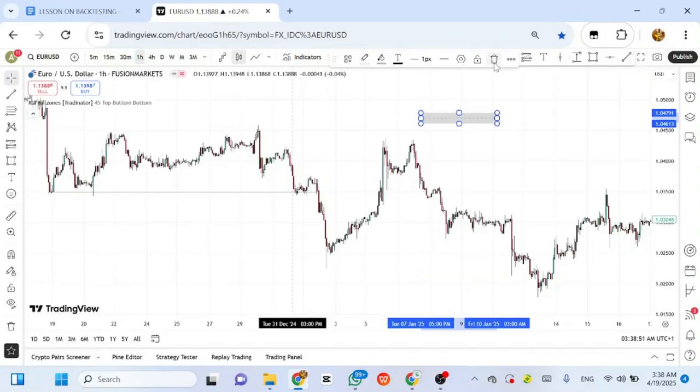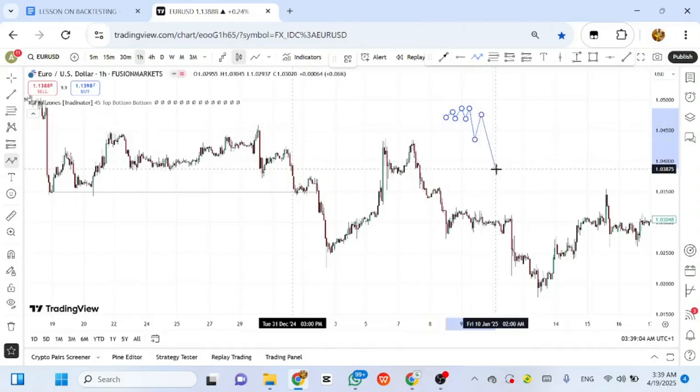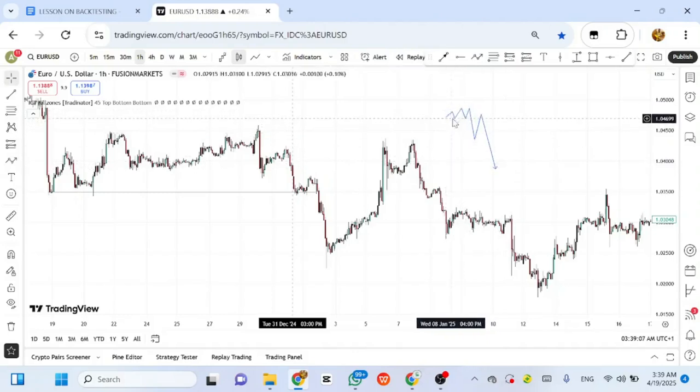So let's do an example of demand and supply. Let's say we got this range and then the market breaks out. This is my demand zone: the last candle before the impulse, the last candle before an imbalance. Why? Because in this zone there was much market activity. The market was consolidating, accumulating orders, and then suddenly there was a breakout from this zone.